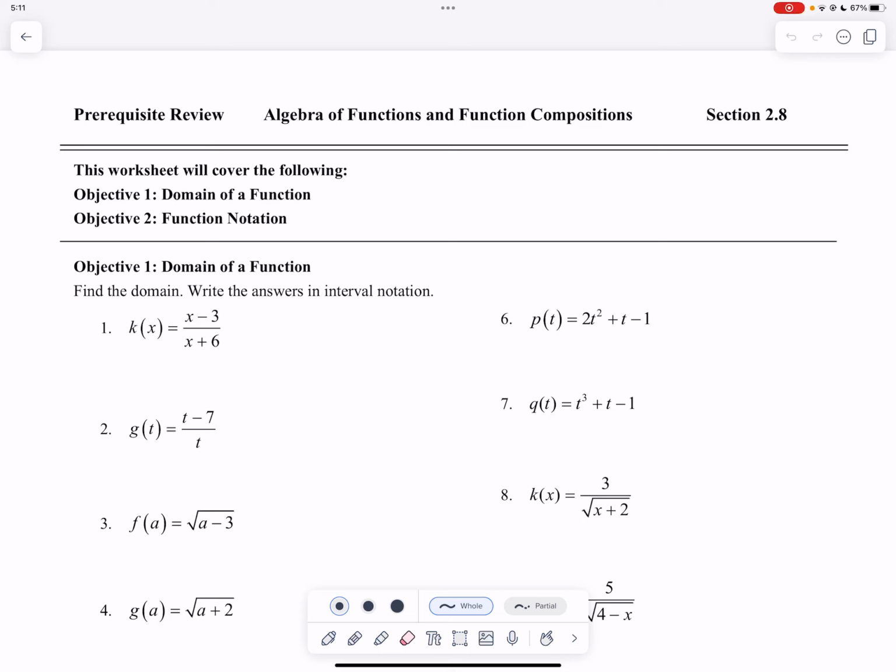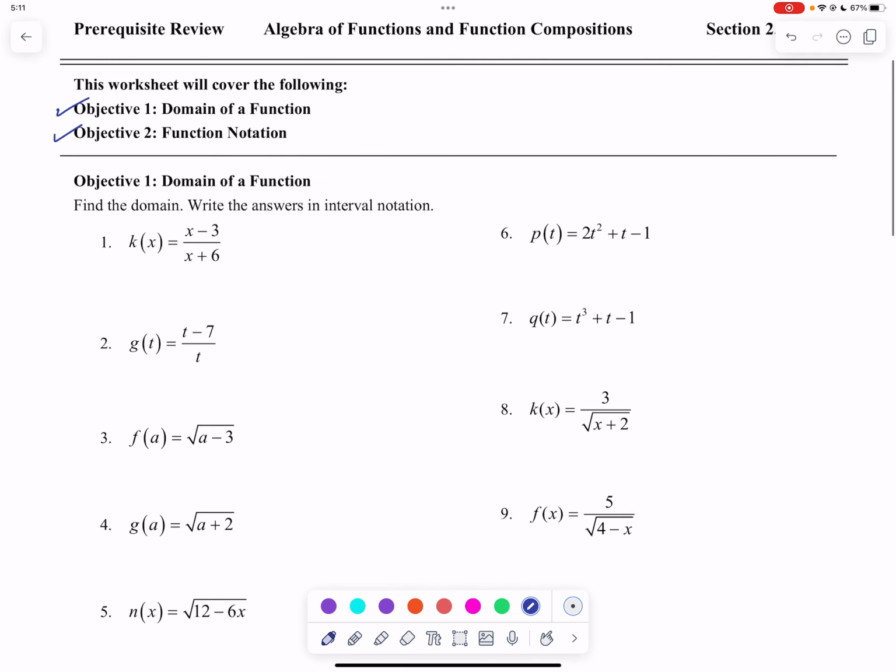This is the prerequisite review for section 2.8, Algebra of Functions and Function Compositions. So this first objective is the domain of a function, and the second objective is going to be function notation. Now, let's go ahead and take a look at number 1. Here we will find the domain of this rational expression.